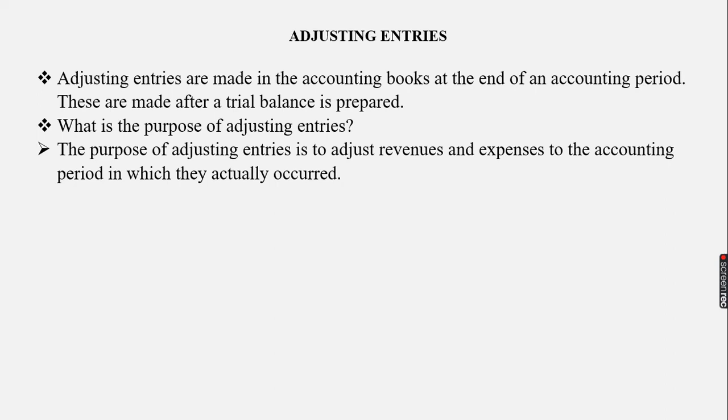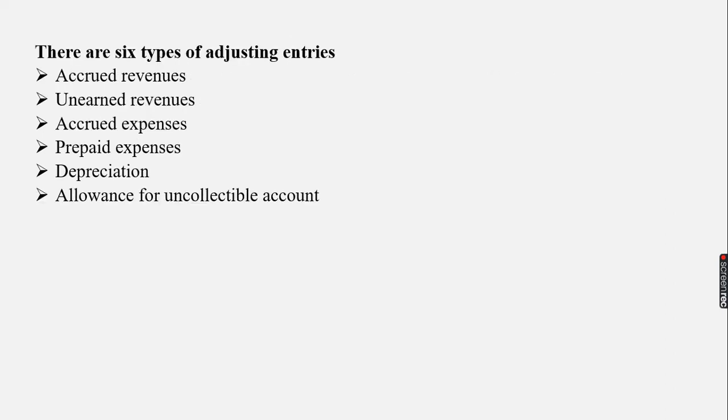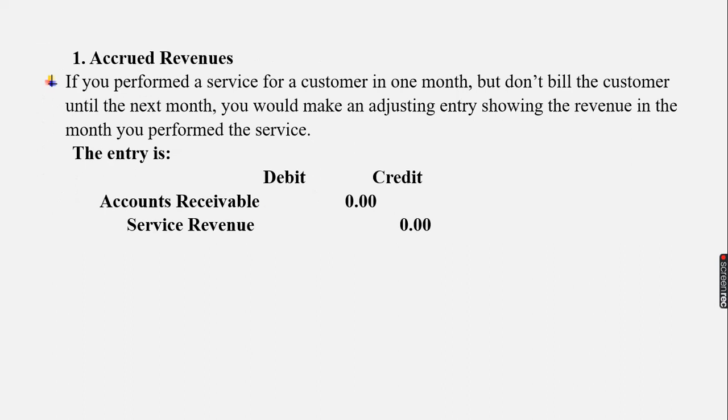So, yun yung purpose ng adjusting entries para makuha yung actual amount na na-incur during that day, during that year, or during that month. Okay? So, that is the purpose of adjusting entries. Now, there are 6 types of adjusting entries. Number 1 is accrued revenues, unearned revenues, accrued expenses, prepaid expenses, depreciation, and also the allowance for uncollectible accounts. Okay? Now, let's go to accrued revenues.